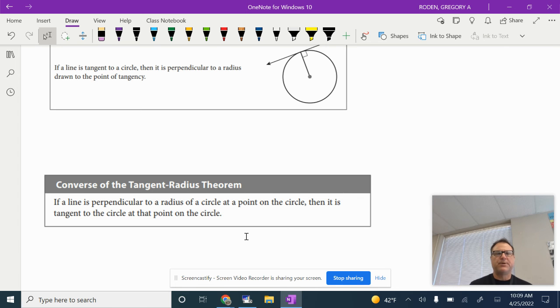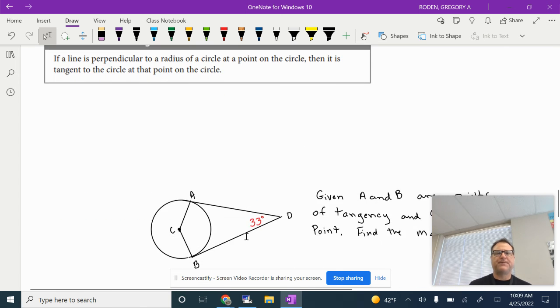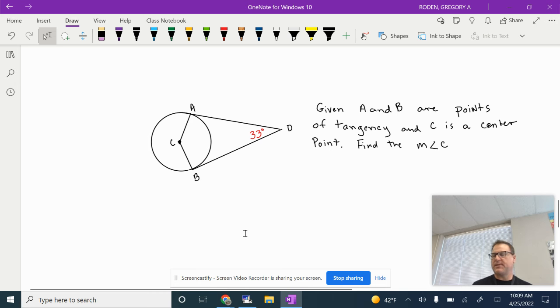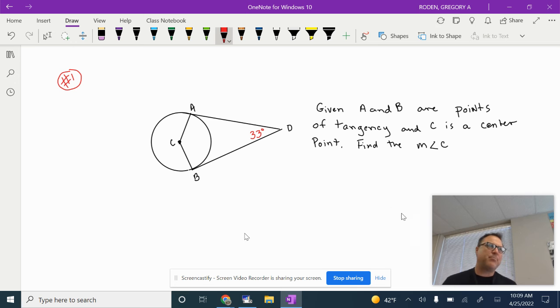All right, so here's the first example. I'm going to call this example 1. I want you to go ahead and sketch this down. I'll give you a second to sketch this. Draw this picture here. I've created a shape: a circle with a center point. B and C are points of tangency. Excuse me, B and A are points of tangency, and C is the center point. We want to find the measure of angle C.